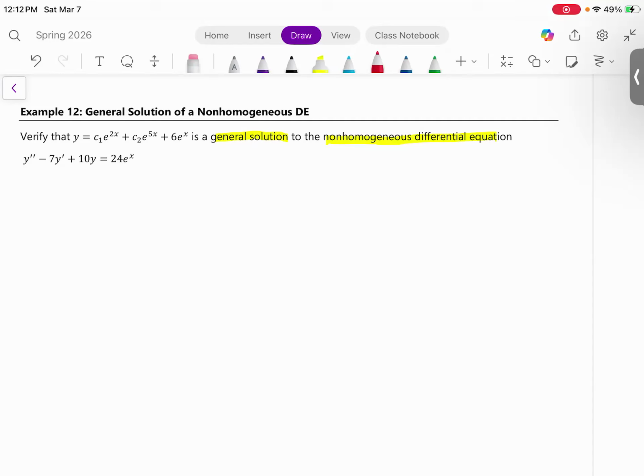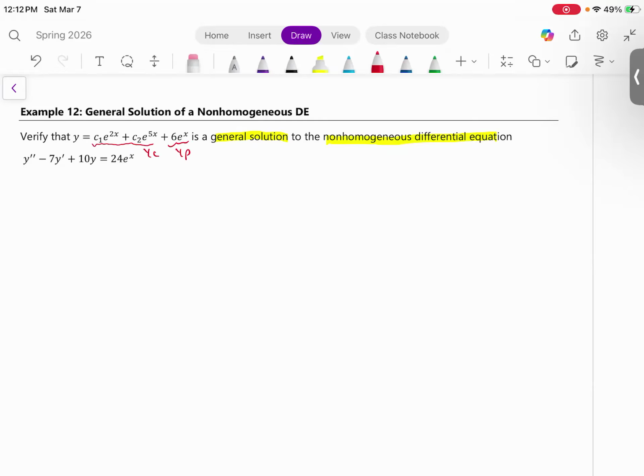So this component, like C1, C2, we have e to the 2x, e to the 5x, that's our complementary solution, and we typically denote it as y sub c. And our particular solution is that 6e to the x. That's our particular solution to this non-homogeneous differential equation.